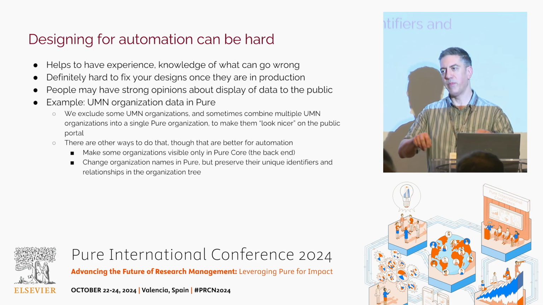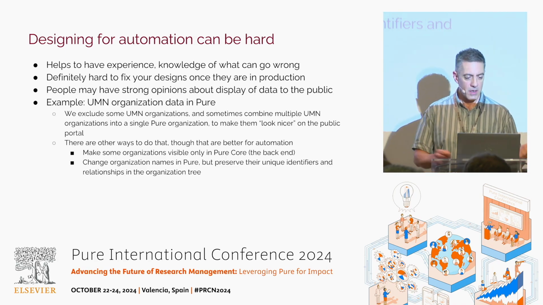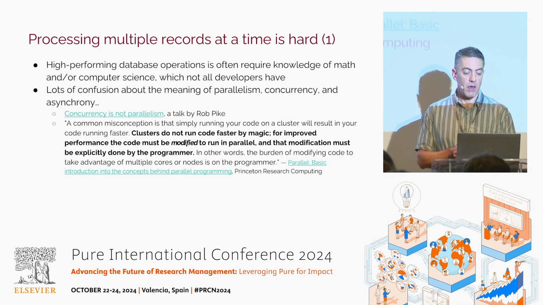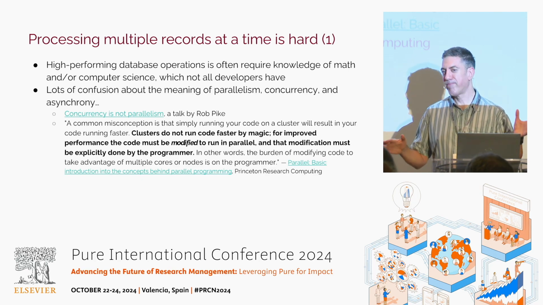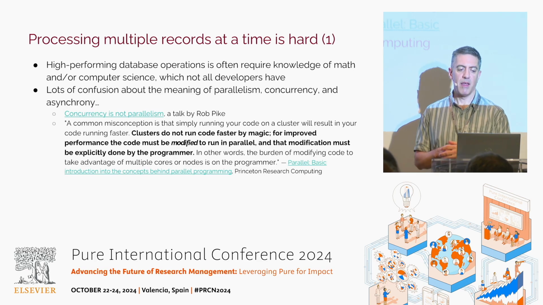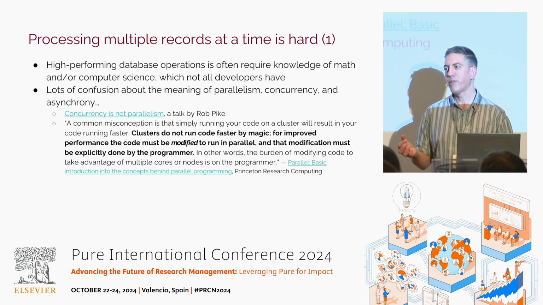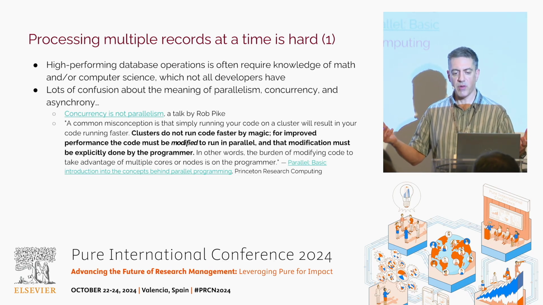And as long as we keep the university identifiers and use the same university organization tree structure, then we can still automate it. So it doesn't have to be one or the other. And then processing multiple records at a time. I've found just talking with other developers that parallelism, concurrency, asynchrony is not something that every developer is familiar with. So just getting a software developer, any software developer may not be all you need to solve a problem like this.